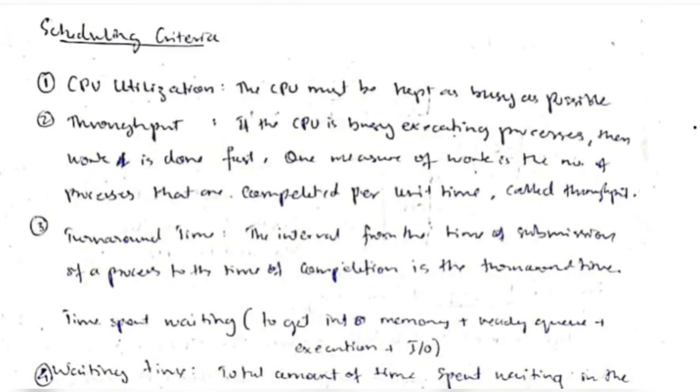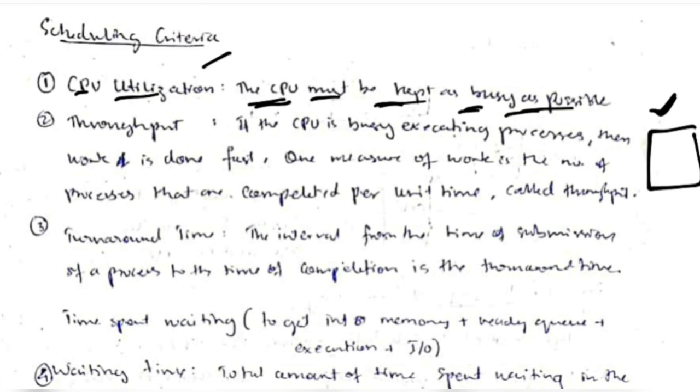Coming to scheduling criteria, what are the factors upon which the scheduling should happen? First one is CPU utilization. So the CPU must be kept as busy as possible to make the most utilization of the CPU. Second one is throughput. Throughput means the number of tasks executed in a unit amount of time, okay. That's throughput. And the process which has the throughput as more, that will be executed first, okay.